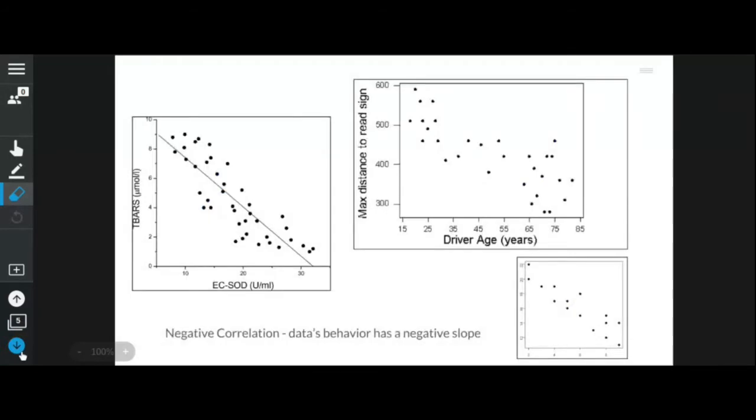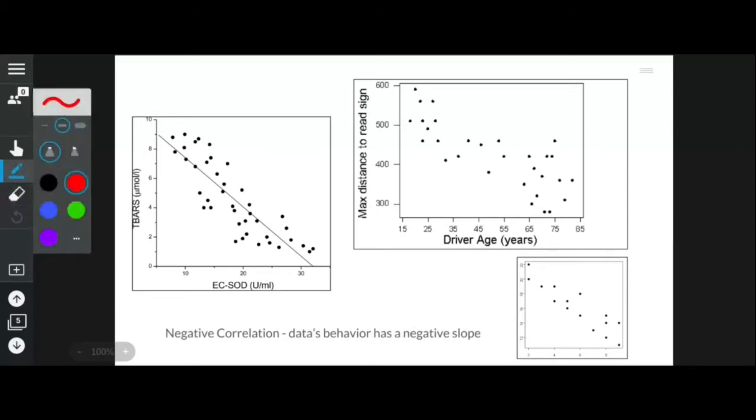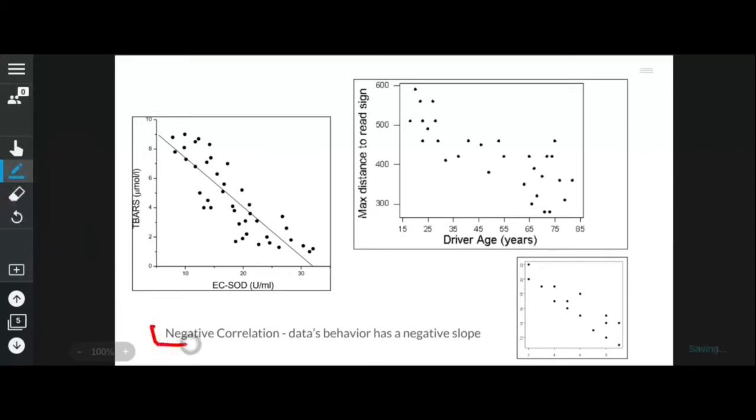Well, if there's a positive correlation, there's definitely going to be a negative correlation. And a negative correlation is exactly what it sounds like. If your dots seem to be going down and to the right or have a negative slope, that would be a negative correlation. My relation between these two sets of numbers is a negative correlation. Okay. So over here, these dots are definitely going down and to the right. Over here, these dots are definitely going down and to the right.